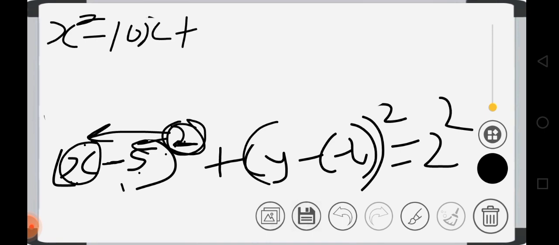Then plus that, this plus is constant, plus 5 squared, which is what? 25. That's a short way to do that.